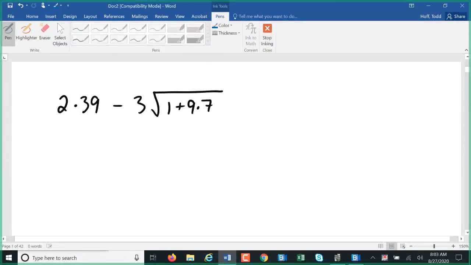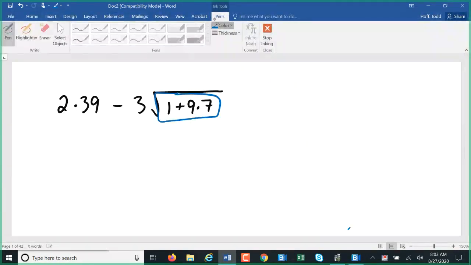Now, when we look at this, of course, we see the exponent with the root, the square root there. But that square root in this case is also an enclosing symbol. It separates part of the problem from the rest. If there's only one number in there, it's just a root. But when there's multiple things inside of it, it becomes an enclosing symbol. So we have to do what's inside of that square root symbol first.